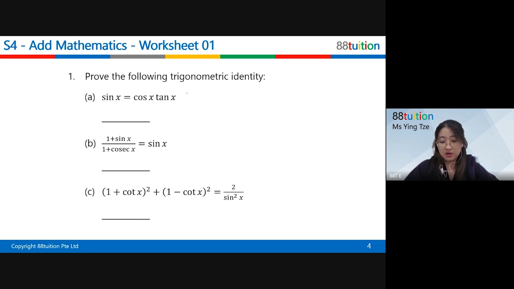So for example, this question, right, I will start from the right hand side first. So we will say RHS, right hand side, equals cosine x tangent x. And then I will change this tangent x to become sine x divided by cosine x. And then because these two cancel each other out, we get sine x. And then we have proved that it is equal to the left hand side. So this is usually how we present. It's always either right hand side or left hand side, then equals something, then equals the other side.